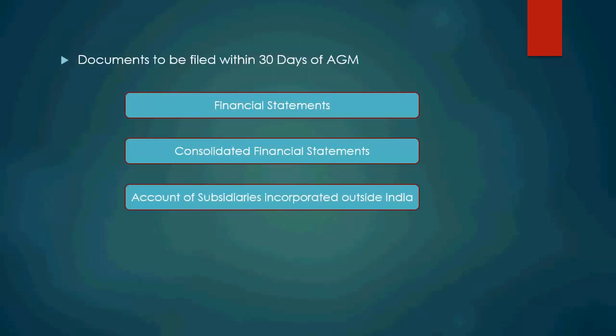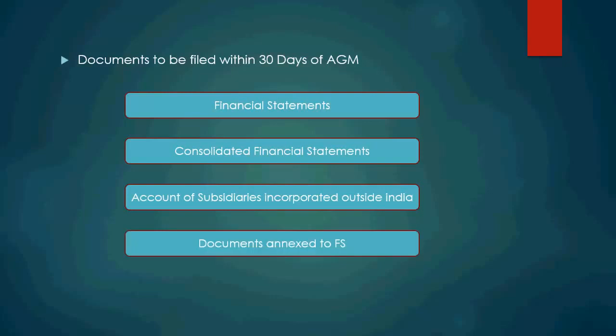And then if you have any subsidiary that is incorporated outside the country, and hence you're not preparing the consolidated financial statement with that subsidiary, you will have to send the account of that particular subsidiary along with the other documents to the registrar. And all the other documents that are required to be annexed to the financial statement as per section 134 that we have already seen, you will annex those documents over here again and send it to the registrar, and this will be done within 30 days from the date of the AGM.